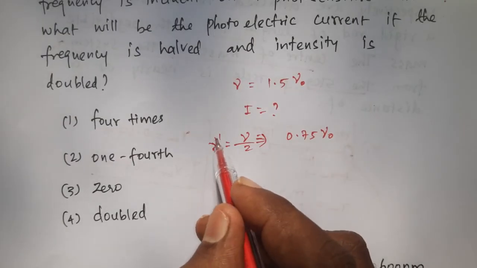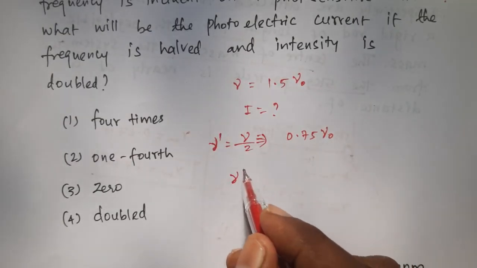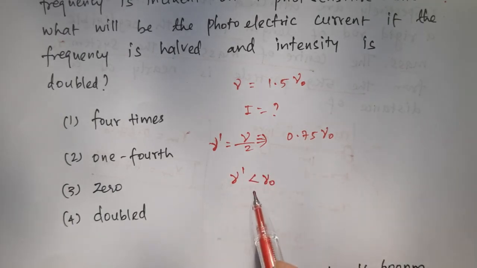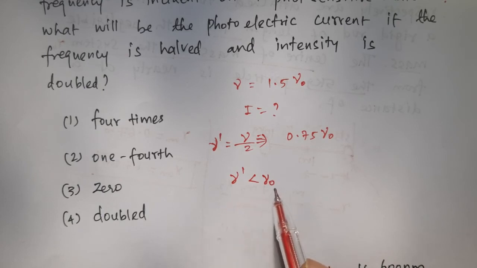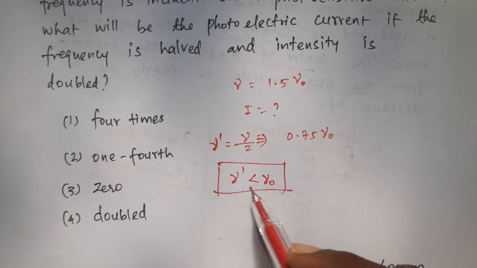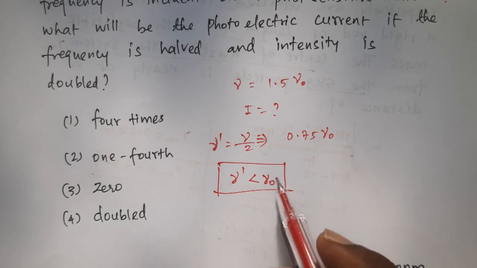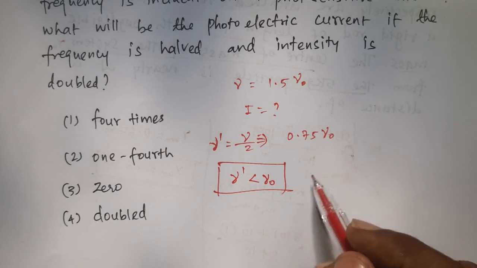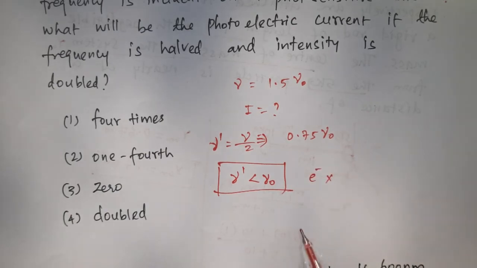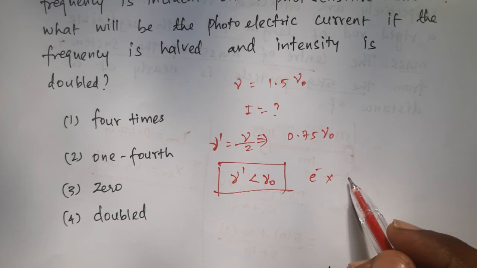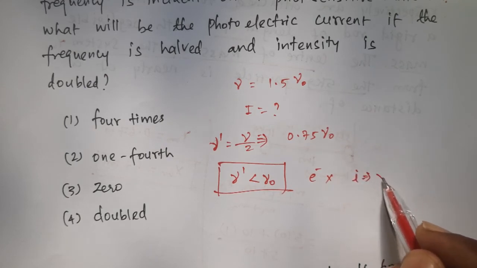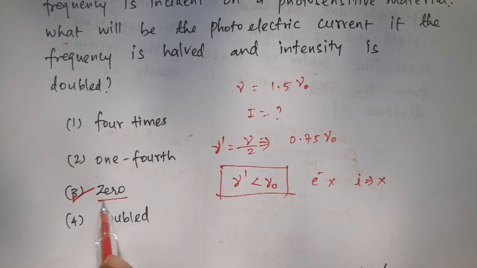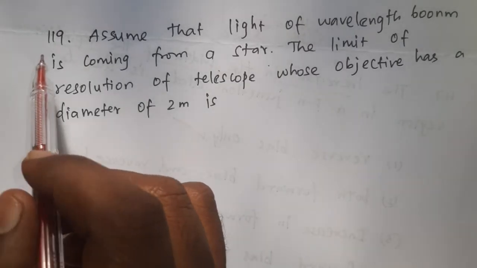The changed frequency is nu dash. This nu dash is lesser than nu naught. For the photoelectric effect, the incident frequency should be greater than the threshold frequency. But here, the incident frequency is lesser than the threshold frequency. So photoelectric current will not be produced. There will not be any electron emission from the metal surface, so no electric current. Option 3. So the answer is 0.